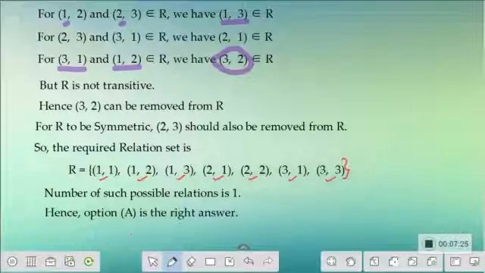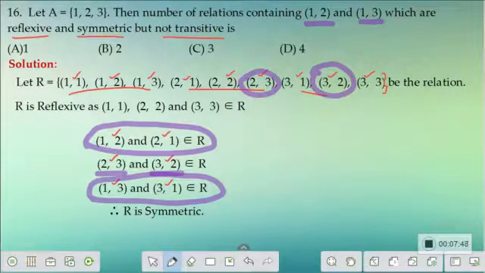But you can check for transitive. Transitive is not necessary, so it need not be transitive. Hence, you cannot form any other relation which satisfies all these conditions. So this is the only possibility we have. That means the number of possible relations with the given elements from the given set is none other than 1. So let us go back to the options that we have. The options are A is 1, B is 2, C is 3 and D is 4. So there is only one possible relation, so option A is the correct answer.